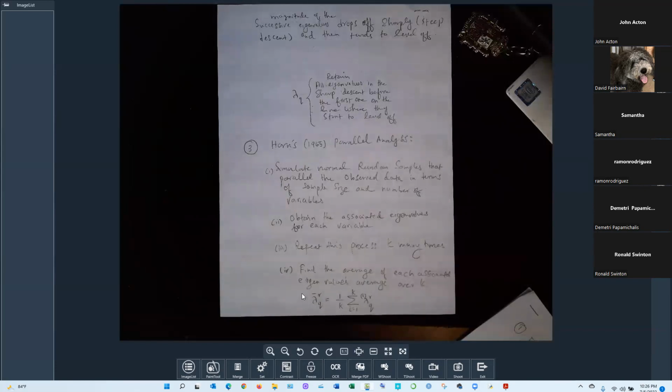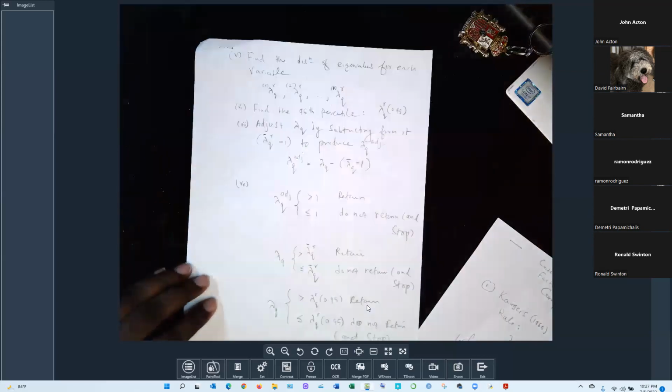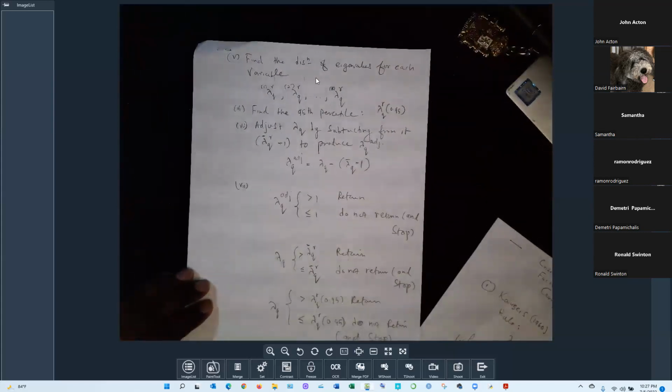See, you average it. I'm talking about you have 13 variables. For each and every one, you can get the average. You can mix everyone. Then find the distribution of eigenvalues for each variable.